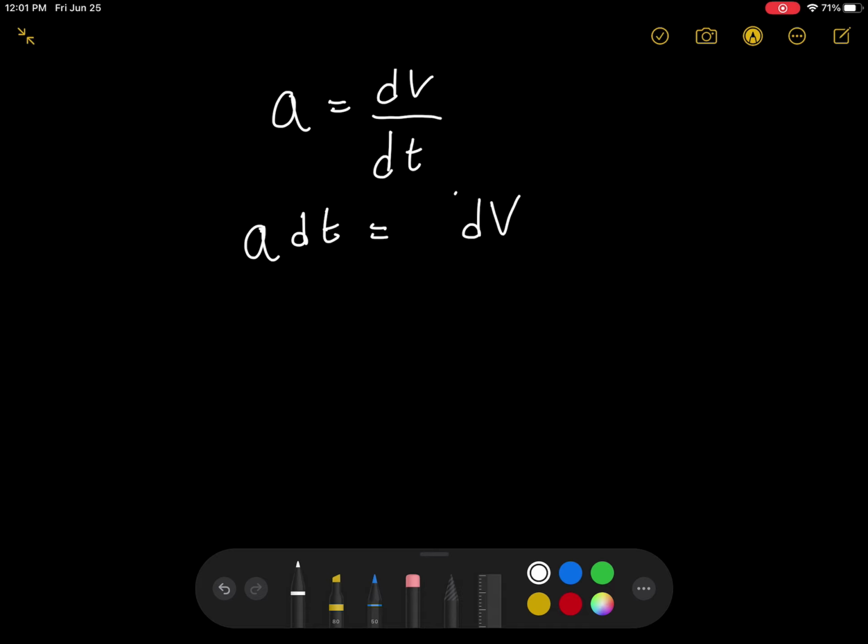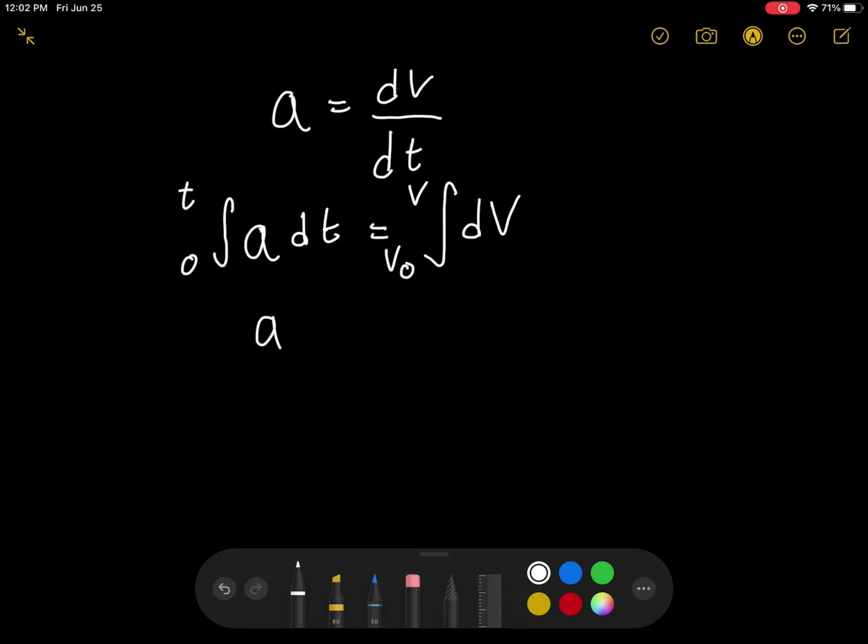And from here, we're going to integrate both sides. For dt, we are going to start off at some initial time 0 to some final time t. We don't know what t is, so we're just going to leave that as a variable. And for the velocity, we are going to start off at some initial velocity, and we're ending at some final velocity. Again, we're going to call that a variable. We don't know what it is, so it is not a constant, it is a variable.